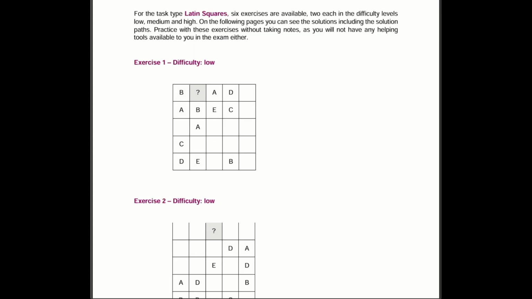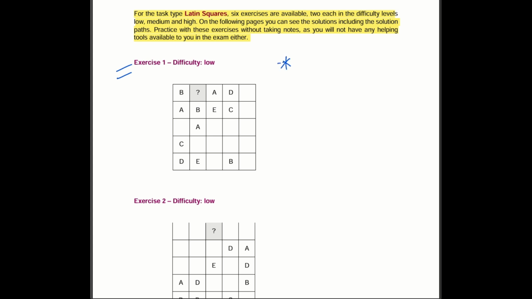Now move to our first example. Before that, let's read what the instruction is here. For the task type letter square, 6 exercises are available, 2 each in the difficulty levels low, medium, high. On the following pages, you can see the solution, including the solution paths. Practice with these exercises without taking notes, as you will not have any helping tools available to you in the examiner.